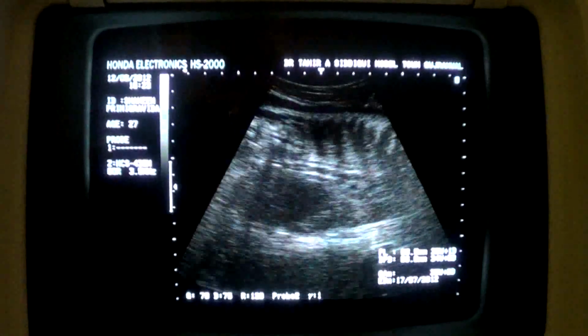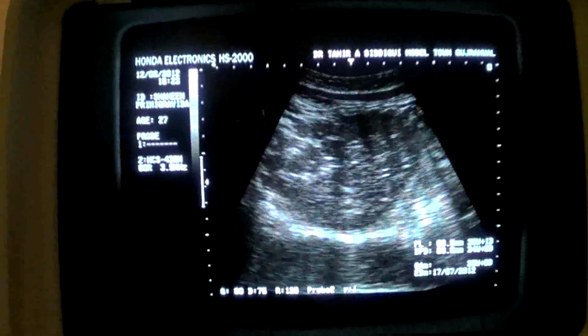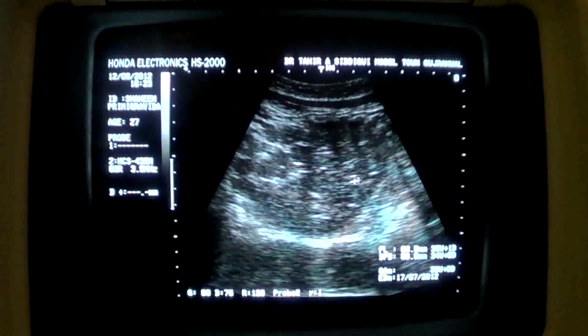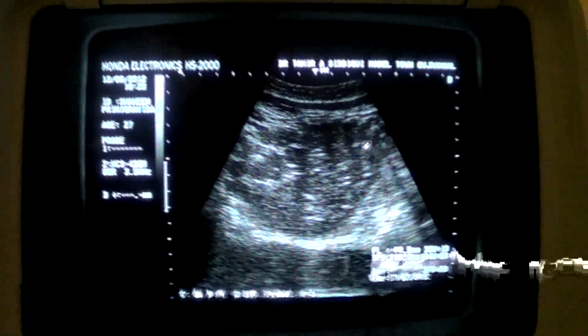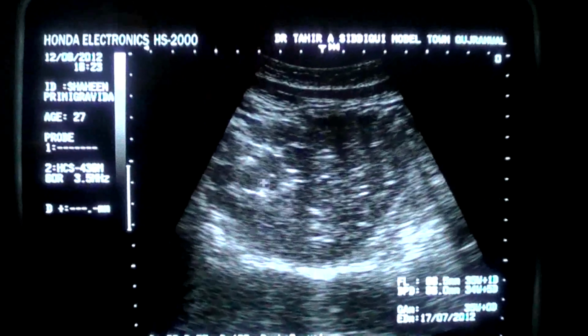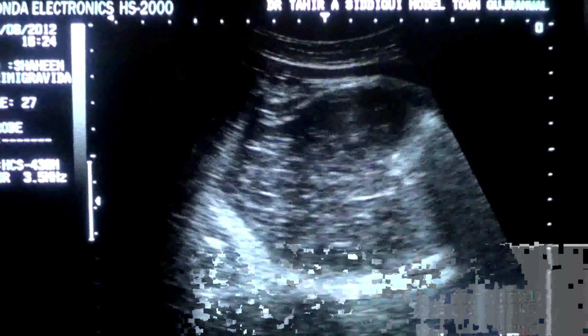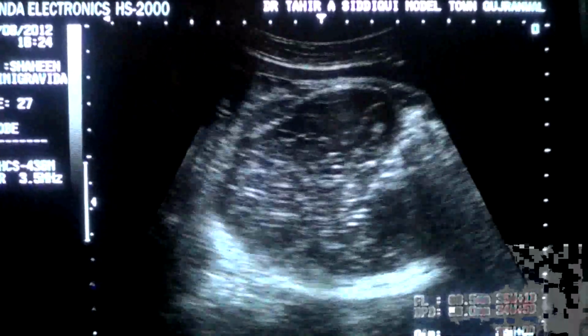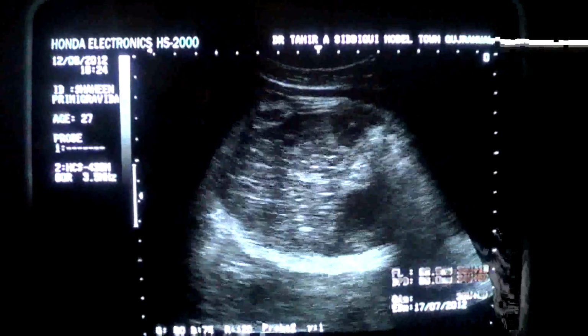And if you see the internal anatomy of the abdomen, you will see that there is nothing more than these echoes, these tiny echogenic particles filling all of the abdomen of the fetus. So this is the transverse section, and you do not see any normal organ.